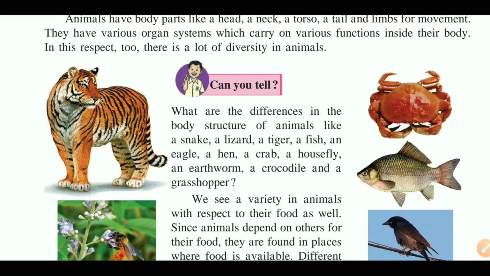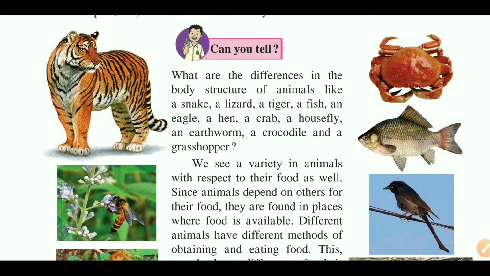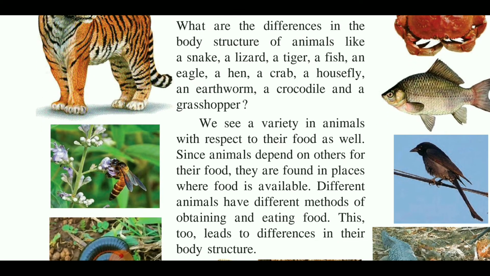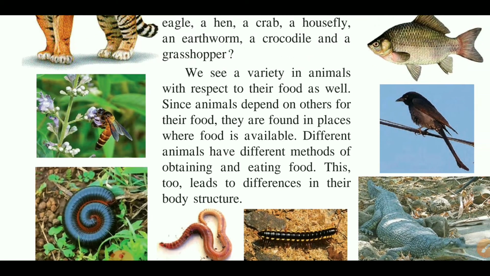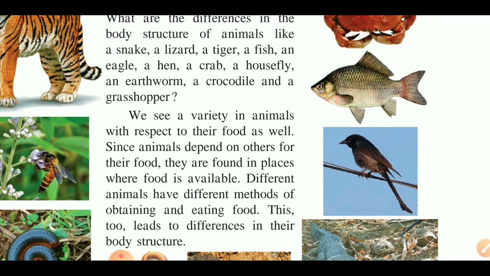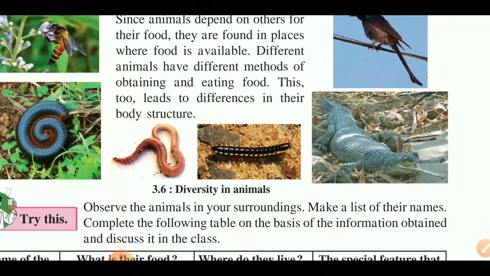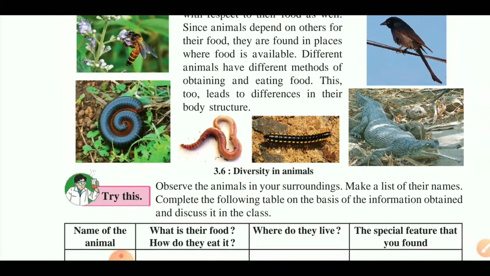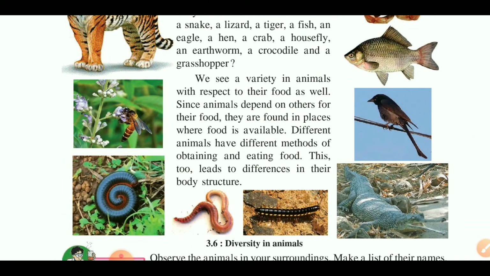Now what are the differences in the body structure of animals like a snake, a lizard, a tiger, a fish, an eagle, a hen, a crab, a housefly, an earthworm, a crocodile, and a grasshopper? If you check, there are some pictures of animals like here is a tiger, a butterfly, a snail, an earthworm, then crocodile, housefly is there, fish is there, hen is there. Okay, lots of animals you can see in our surroundings.